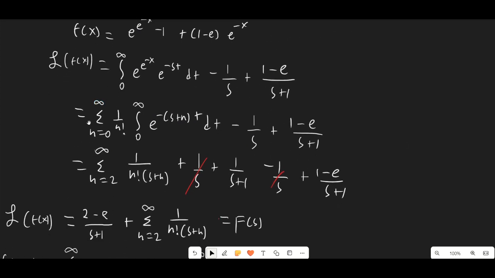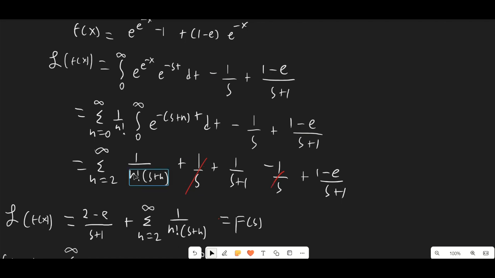And so we're going to end up with the sum from n equals 0 to infinity of 1 over n factorial times s plus n, that's in the denominator. However, what I'm actually going to do is write this as the sum from n equals 2 to infinity, and then I'm going to take out those first two terms. So the first term, plugging in n equals 0, we're just going to get 1 over s, and that actually cancels with this 1 over s that we had over here.